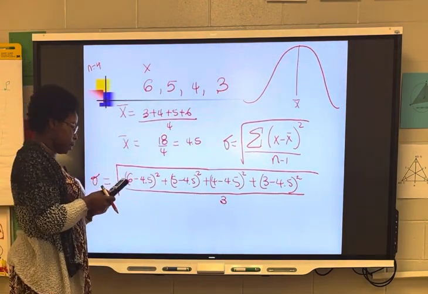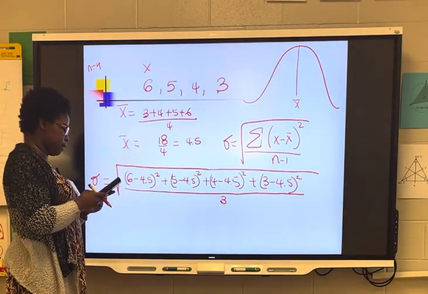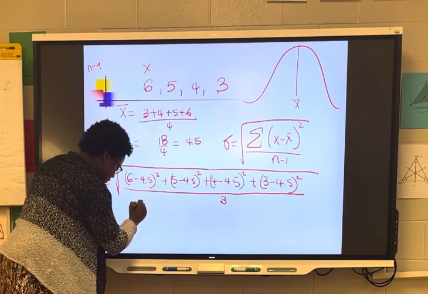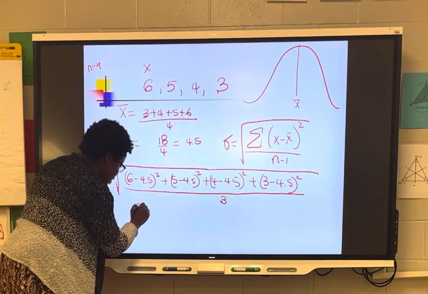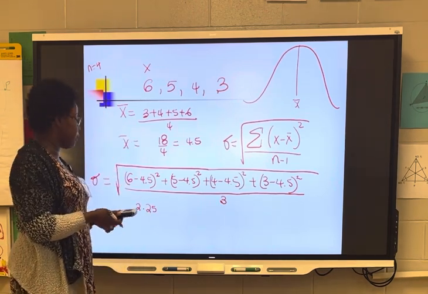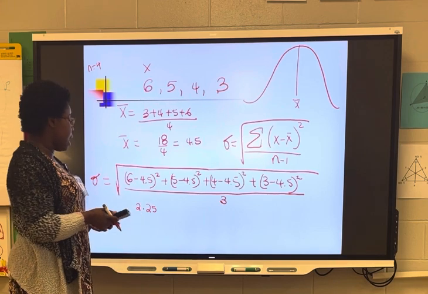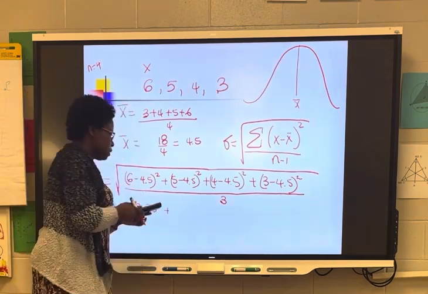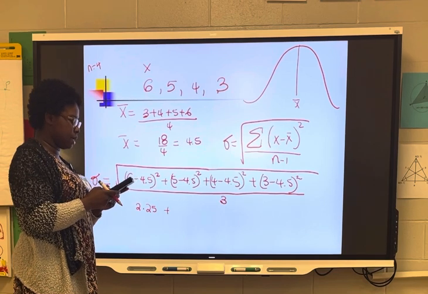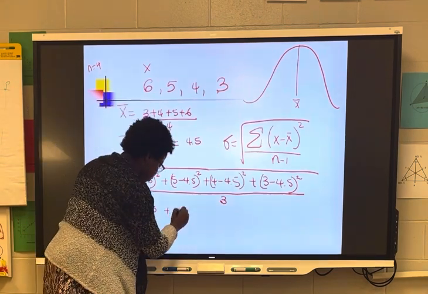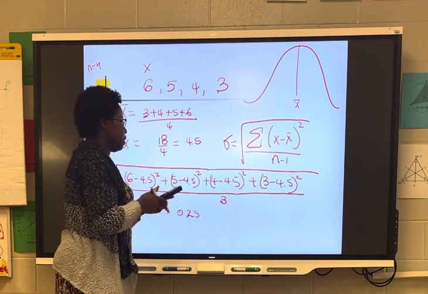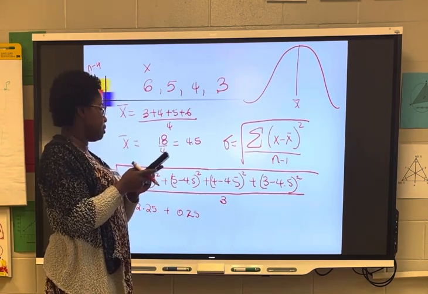So let's work it on a calculator. So 6 minus 4.5, and I'm going to square that. So right here, this gives me 2.25. So after I subtract it, I got 1.5, and then I square it, I have 2.25. So let's go for this one. And so you do this all the time, basically, to get the square deviation part of it. So that's a 0.25.